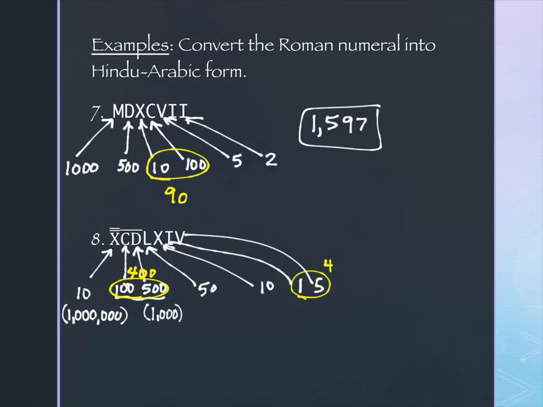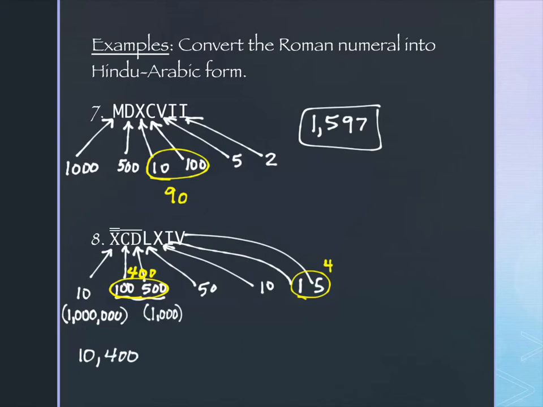All right, so we could actually write this out, again, with multiplication and addition features if you wish. We're going to take 10 times a million. We're going to take 400 times 1,000. And then I'm going to have 50 plus 10 plus 4. So 10 times a million is actually 10 million. 400 times 1,000 is 400,000.